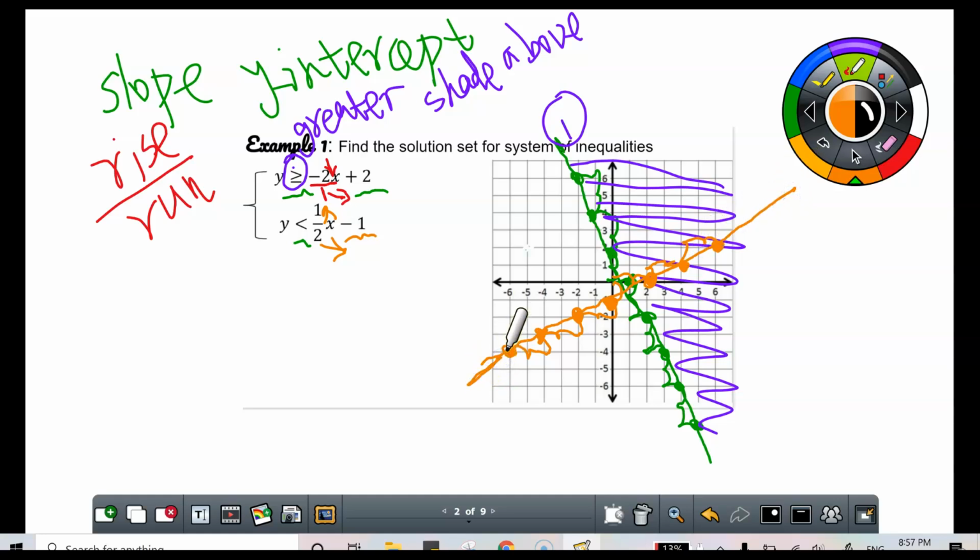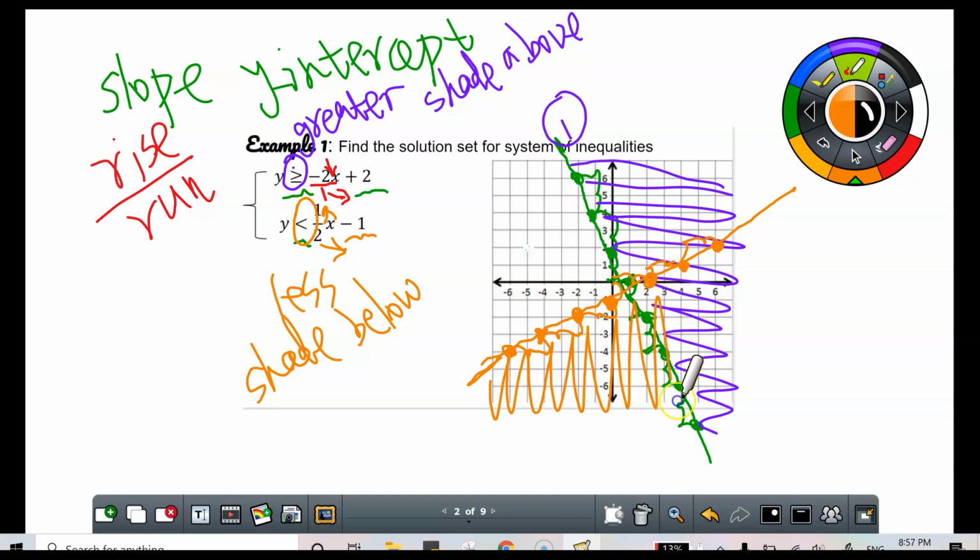Okay? And don't forget, we're dealing with an inequality. So here, for the second inequality, it is less than. So for less than, you're going to shade below the line. So here is your line, below it, on the bottom of it, is this area, right? So you're going to shade this area. Okay, and we finished shading both of the inequalities.